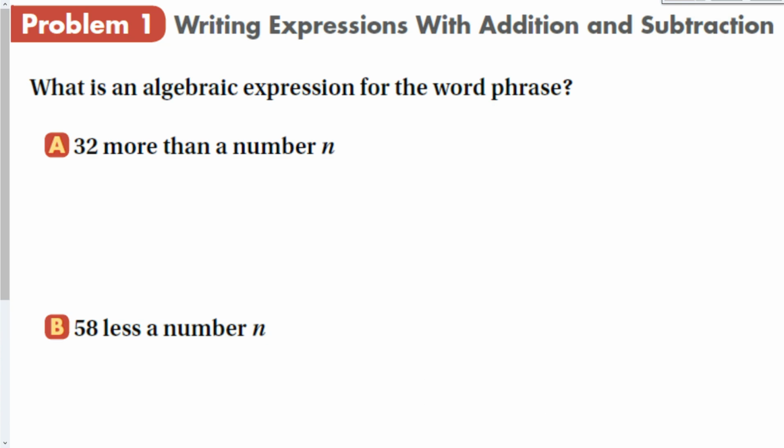So now we've got some definitions out of the way. Let's try to write expressions using addition and subtraction. What we're going to do is write an algebraic expression for the word or phrase. So look at the first one, A. 32 more than number n. Well, what's going on here? We're starting at some number n, and we're trying to get 32 more than that. So let's write that down. We started at number n, and we want 32 more, which means we want our quantity to go up, so we are going to add to it.